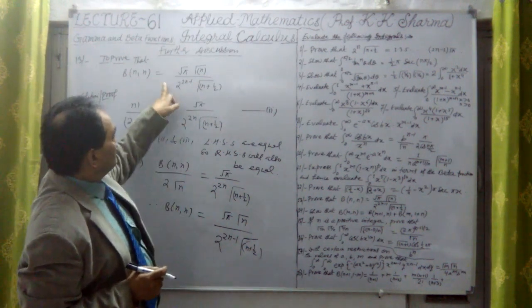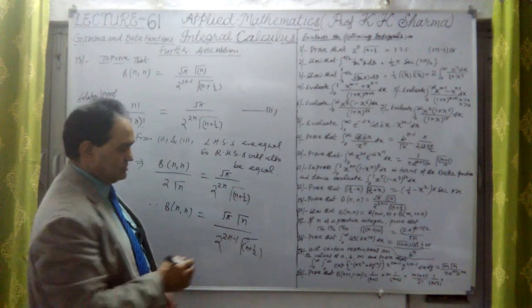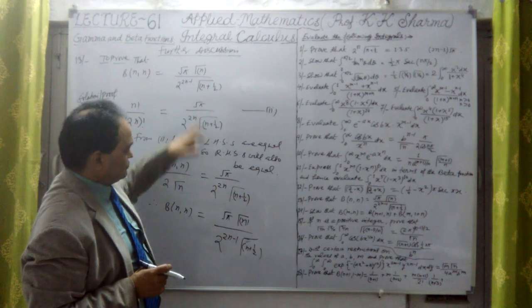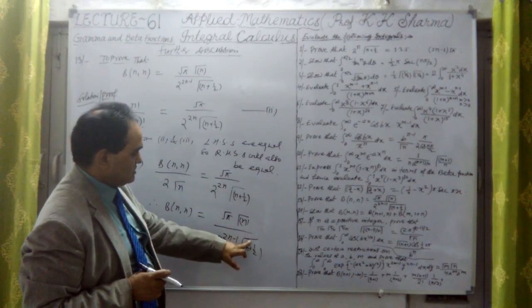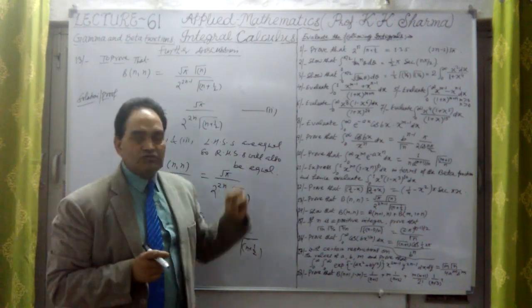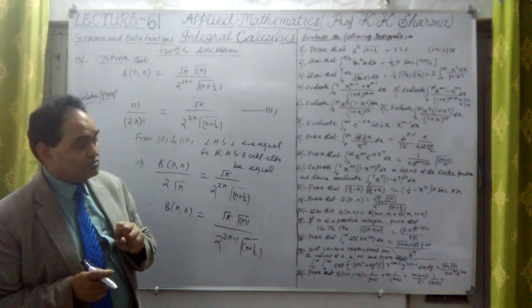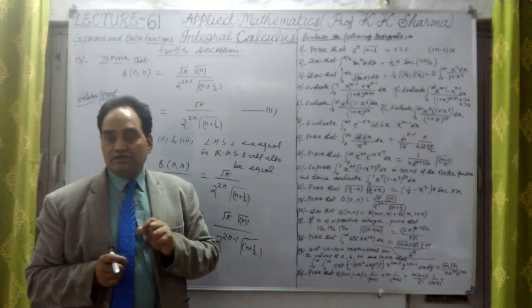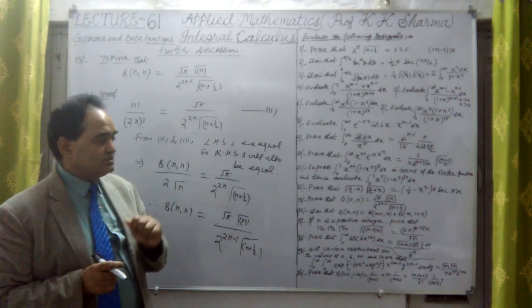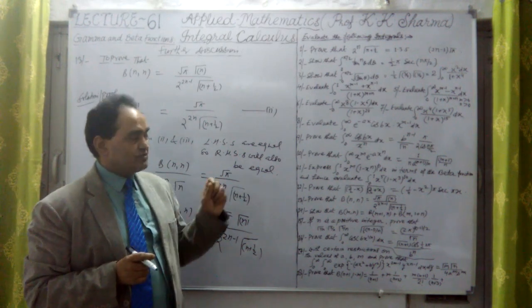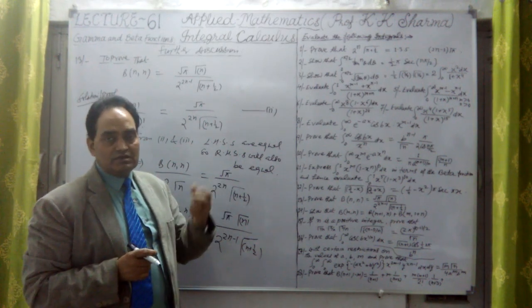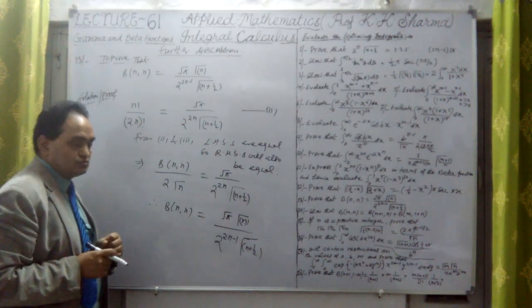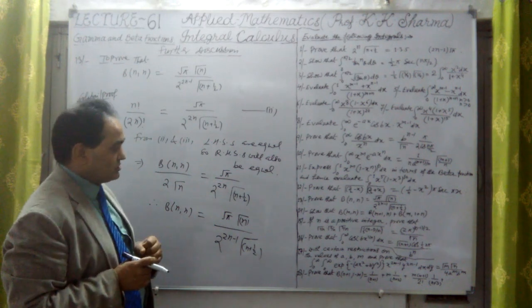So beta n is equal to under root pi gamma n upon 2 raised to twice n minus 1 gamma n plus half. This is the application of beta and gamma functions, which are known as first and second Euler's integrals, or Eulerian integrals. So Eulerian integrals or Euler's integrals, we have beta and gamma functions. This is the application of those two functions.